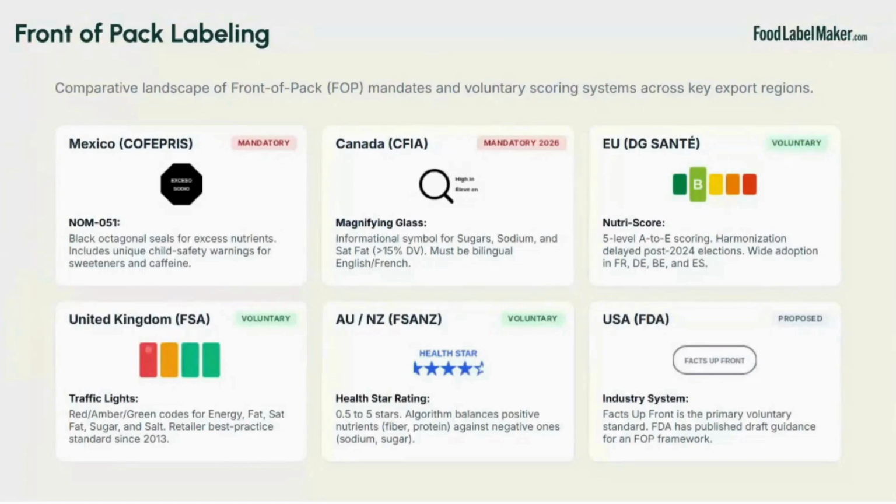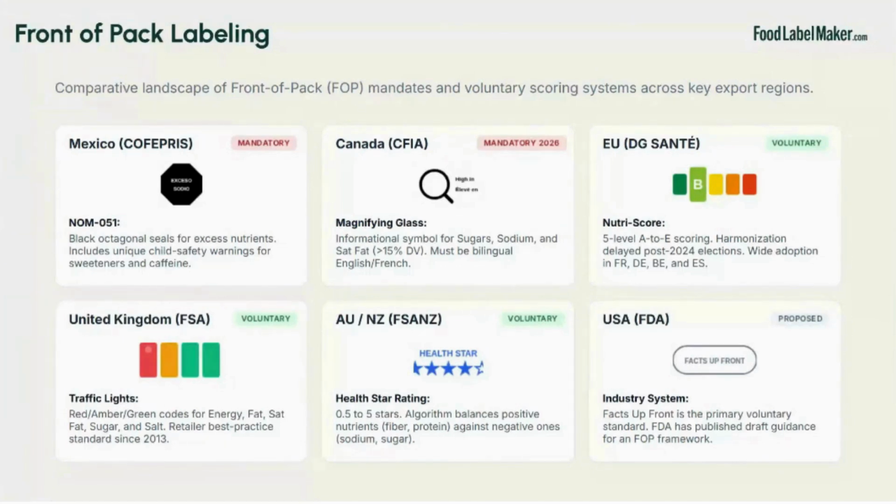Moving on to the EU. The EU situation is a bit complex. So the Nutri-Score is a 5-level A to E color-coded system, which originated in France and has been voluntarily adopted by multiple EU countries. The European Commission had committed under the Farm to Fork strategy to propose a mandatory harmonized EU-wide FOP system. However, that proposal has been delayed, and as of our knowledge, no mandatory EU FOP law is in force. But the direction does travel towards more mandatory harmonization.